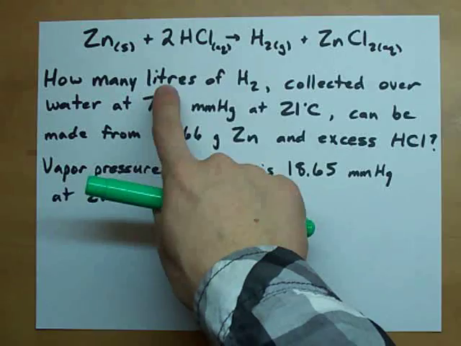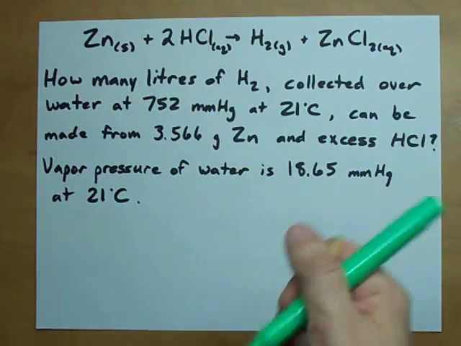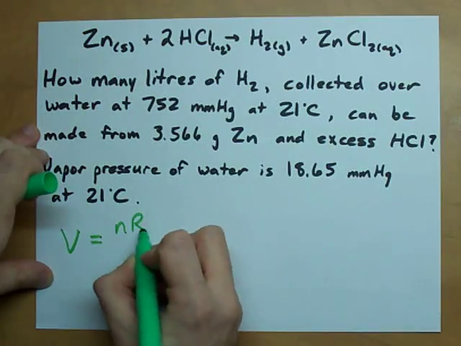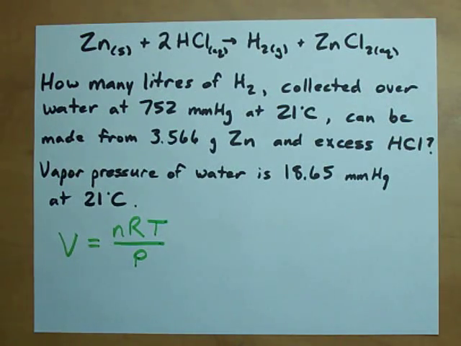How do you find the volume of a gas in liters? I only know of one way to do that, really, and that's with the ideal gas law. The volume is nRT divided by P. All we need to do is find the numbers for each of these variables.